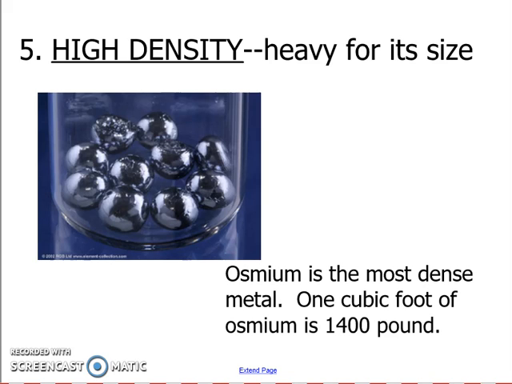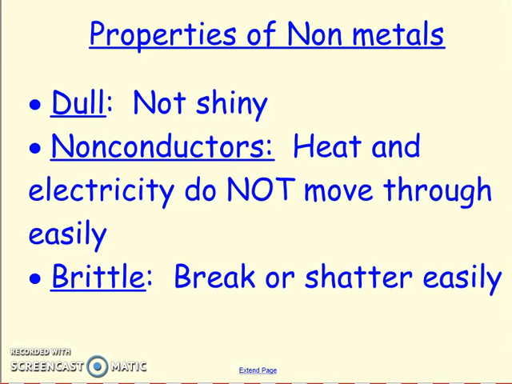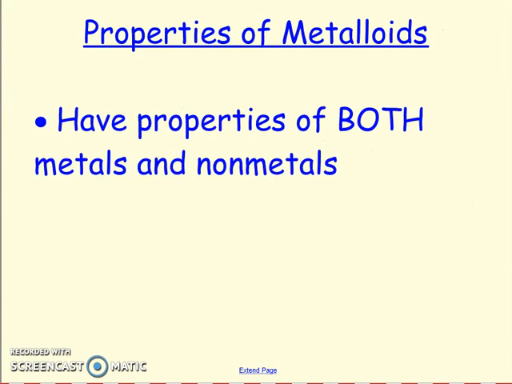Okay, on the other hand, nonmetals have 3 properties that are pretty much the opposite of the properties of metals. They're dull or not shiny, they're nonconductors, so heat and electricity do not move through them easily, and they're brittle, so they're not easily bent. If you try to bend them, they're probably going to break or shatter really easily. Okay? Properties of metalloids: they have properties of both metals and nonmetals. For example, they may have luster like a metal, but they're brittle like a nonmetal.